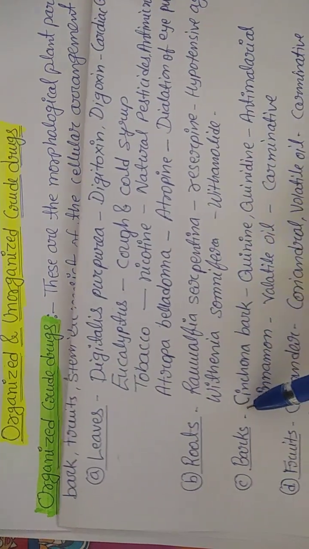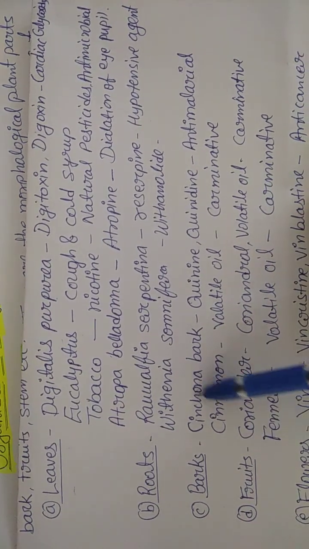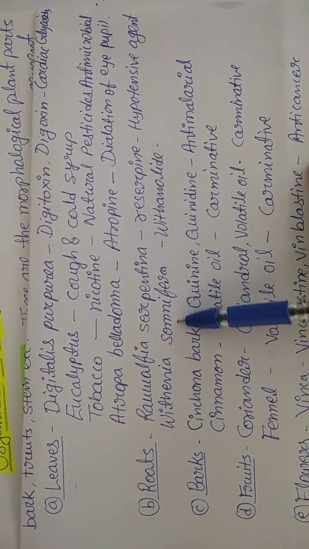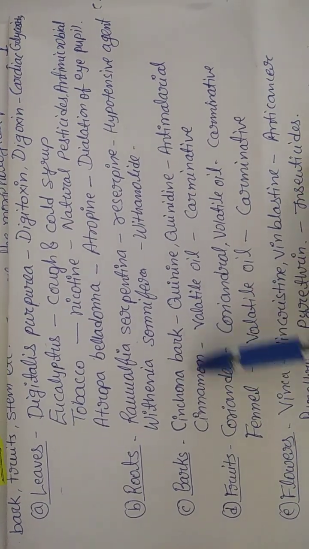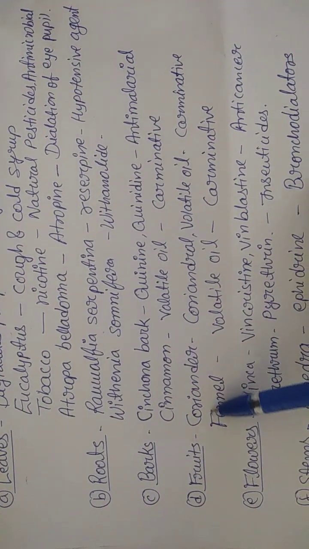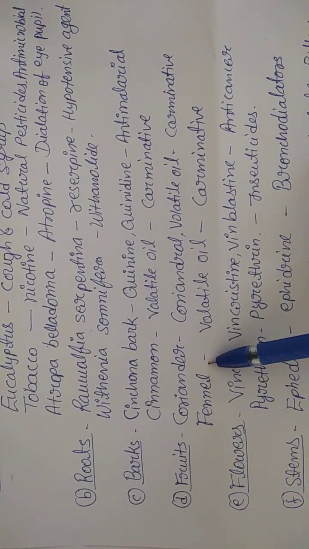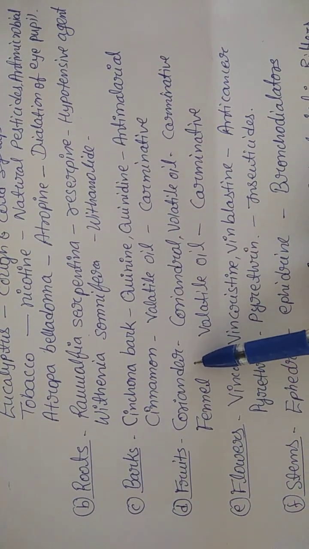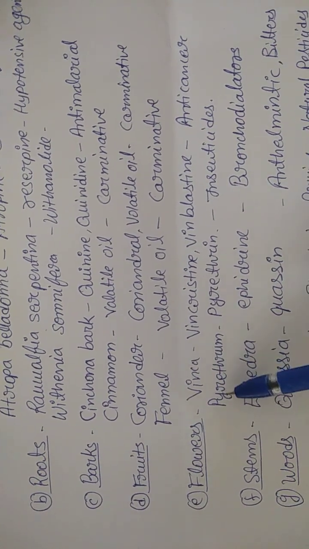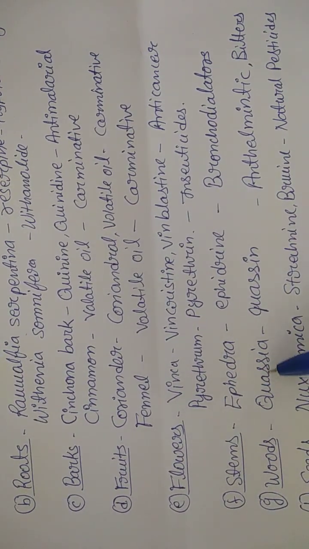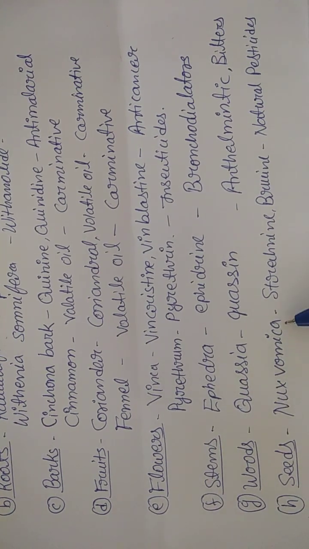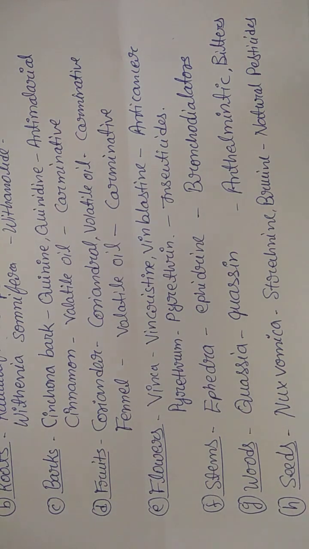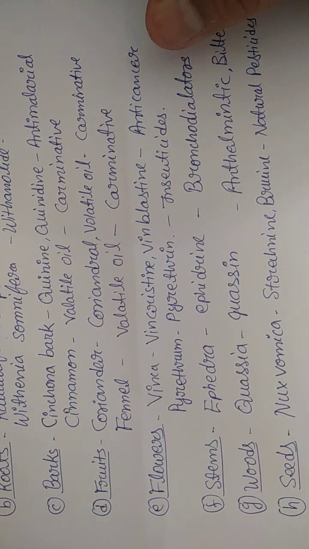Coming to the root, roots also come under the organized crude drugs. For example, Rauwolfia root, ashwagandha root, Withania somnifera. Then bark is also an organized drug, cinchona bark, cinnamon bark. Fruit is also an organized drug like coriander fruit, fennel fruit, which means microscopical study is possible with organized crude drugs. Flower, stem, Ephedra, Kochia wood also. Then in seeds we have nux vomica seed and strychnine. Nux vomica seed also comes under the organized crude drug, right?